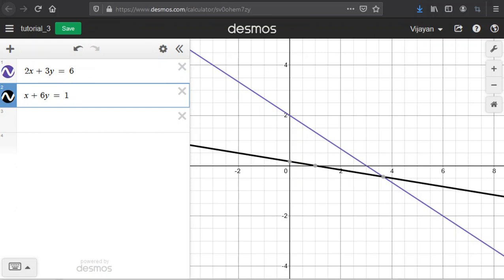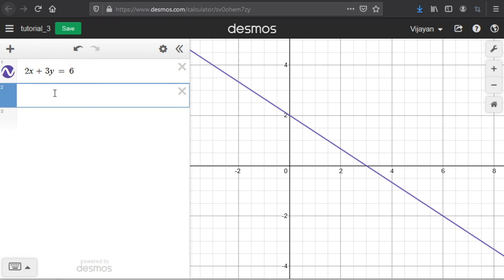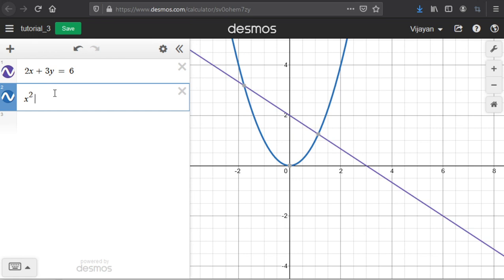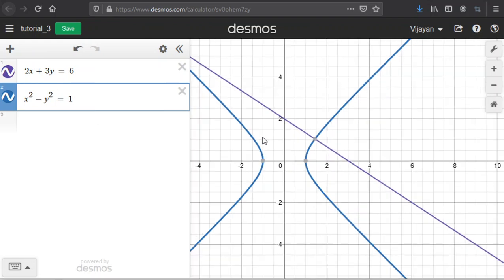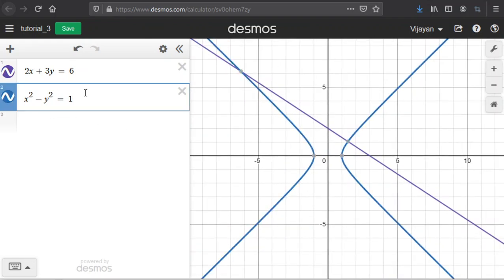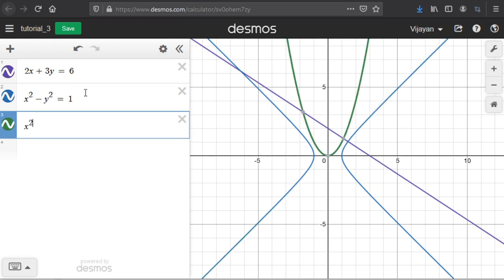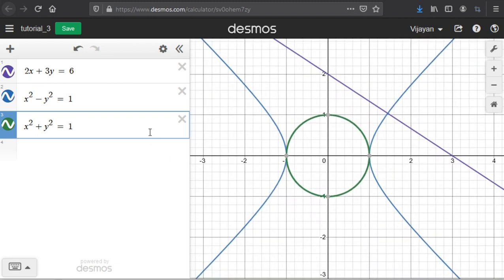Also some more important features. Suppose I want to plot x square minus y square is equal to 1. This is a hyperbola. You see, this is the plot of a hyperbola. Now I am plotting a circle inside this hyperbola, so I will write x square plus y square is equal to 1. See, a circle has been plotted inside this hyperbola.